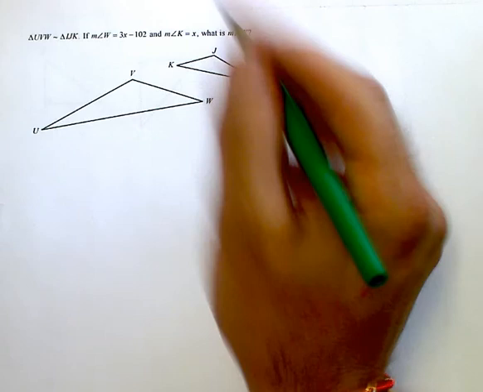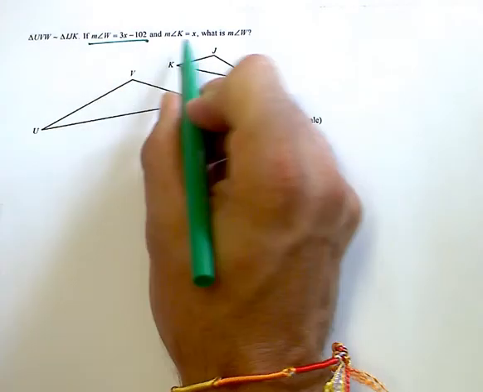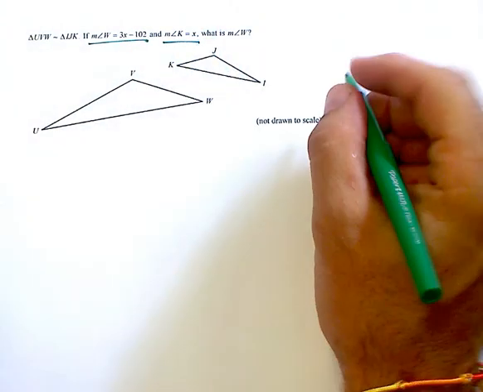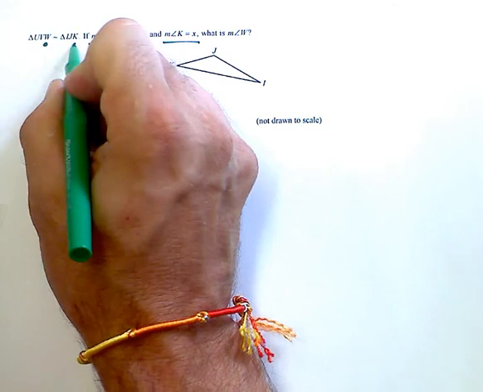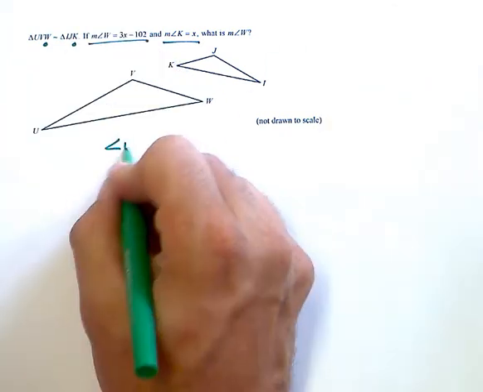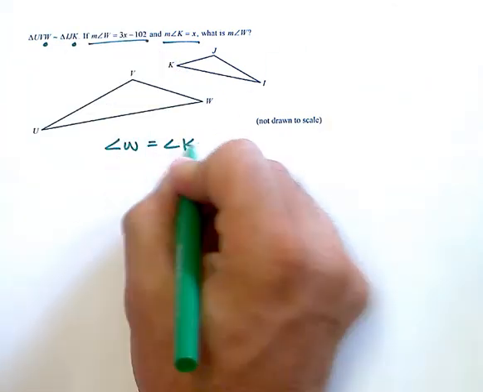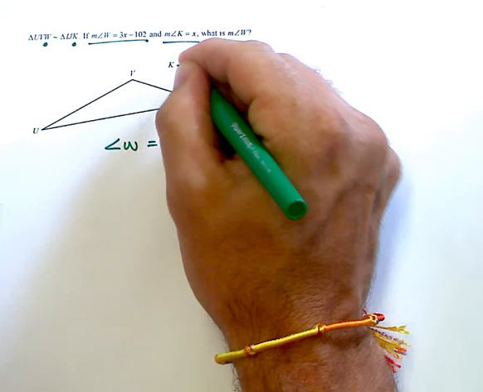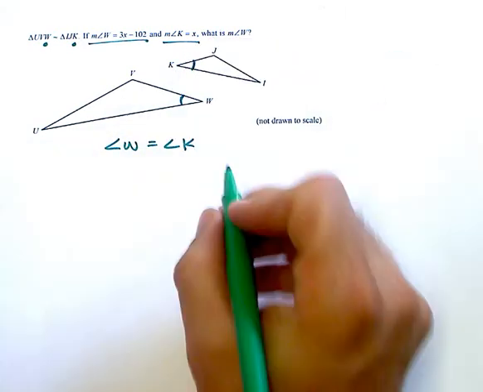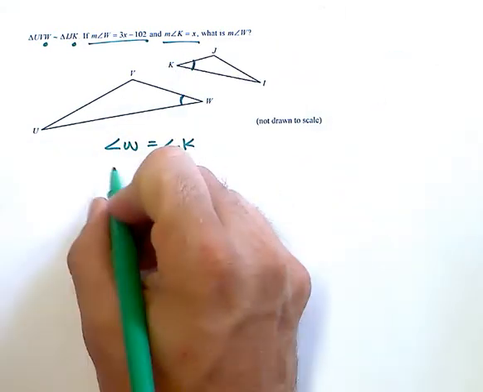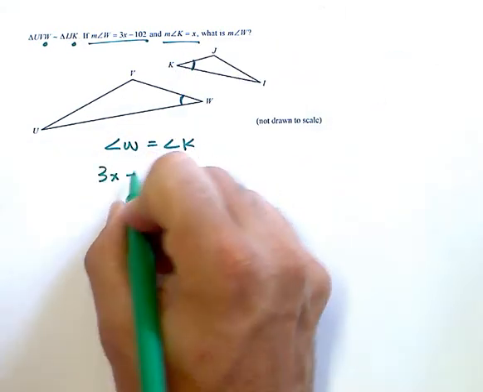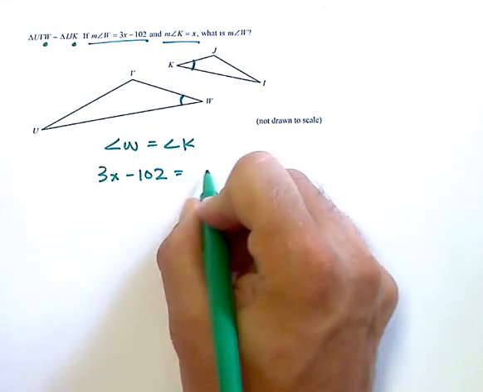This was a little different because they're talking about angles. And if I see at the last letter W and the last letter K, I know that angle W is going to be equal to angle K. This angle will be the same. These are corresponding angles. So I know I could say 3x, which is W, is equal to x here.